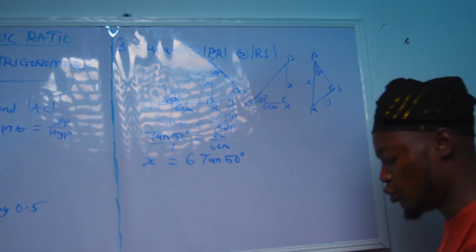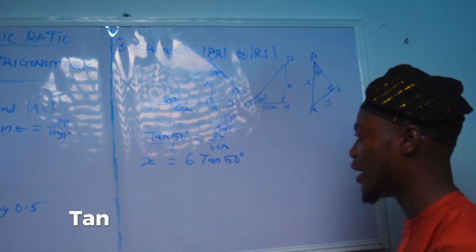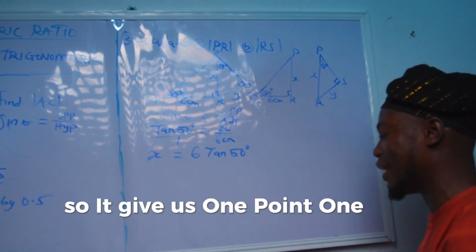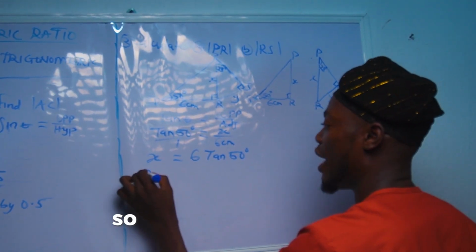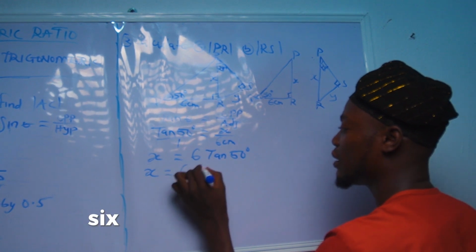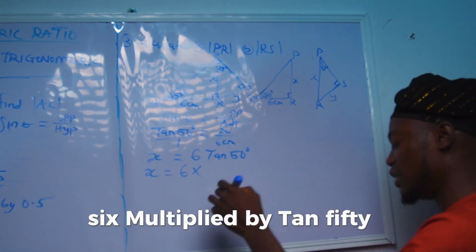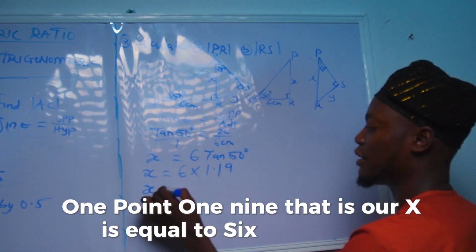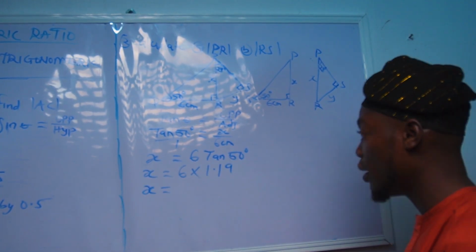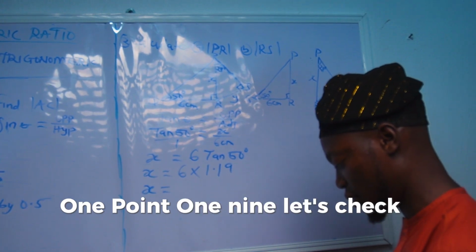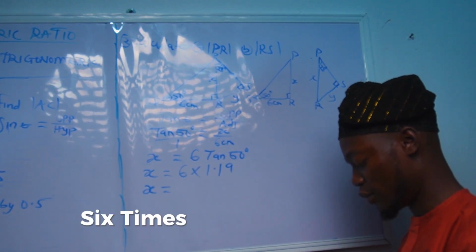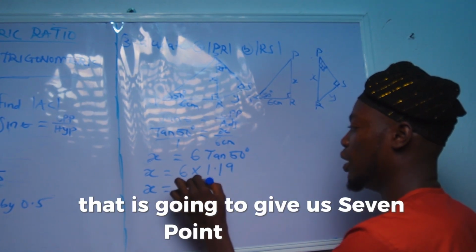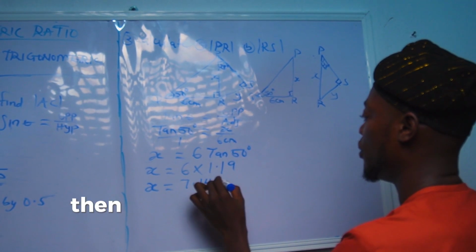So you go and check your formula table or your calculator, you type tan 50 degree. So it gives us 1.19 approximately. So x is equal to 6 multiplied by tan 50, which is 1.19. That is, our x is equal to 6 multiplied by 1.19. Let's check it on our calculator. 6 times 1.19. That is going to give us 7.14. Then we put our centimeter.